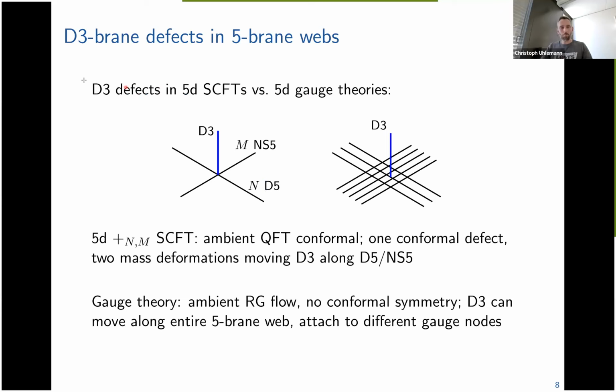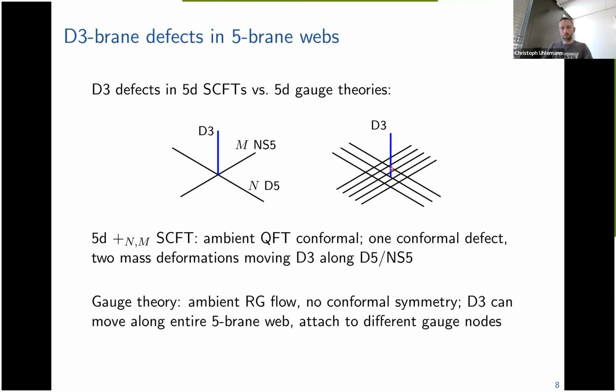We can compare the picture in the 5-dimensional conformal field theories with what we see in the gauge theories. So in this example here, we have the 5D SCFT engineered by an intersection of D5 and NS5 branes. The conformal D3 brane defect pierces the junction at the intersection point. We have two mass deformations. That certainly starts to change if we do mass deformations in the ambient 5D CFT. So on the right, we have a gauge theory deformation where every stack of D5 branes between NS5 branes corresponds to a single gauge node. So in this example, we have 4 SU(3) gauge nodes.